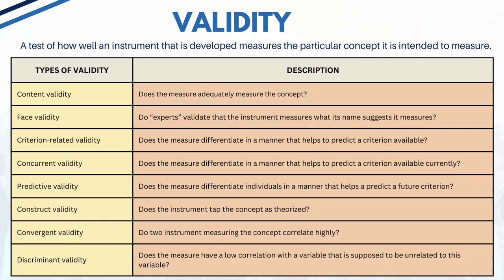Validity is a test of how well an instrument that is developed measures the particular concept it is intended to measure. There are 8 types of validity, which are content validity, face validity, criterion-related validity, concurrent validity, predictive validity, construct validity, convergent validity, and discriminant validity.